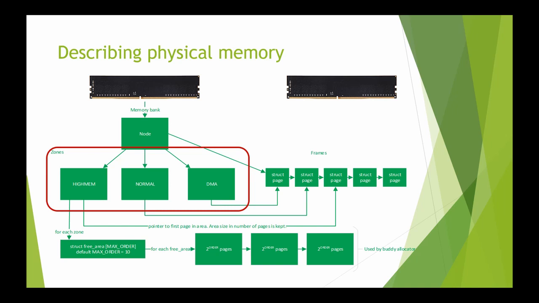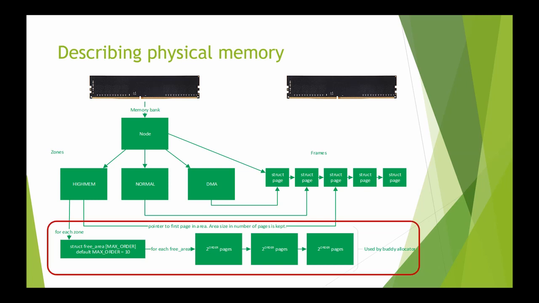The zones are DMA, direct memory access, for legacy products; the normal zone, which is the zone that can be accessed up to addresses of 2 to the power of 32 that Linux can access directly; and finally high memory, which Linux cannot access directly but needs to use a page table. Each zone also gets an array of structures called free areas, which contain pointers to a linked list of pages, which point to the free pages in memory. We will describe this in more detail in the following slides.